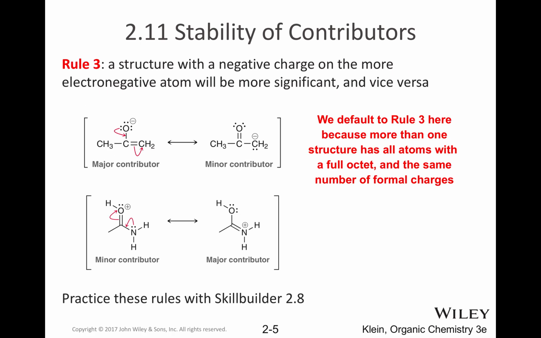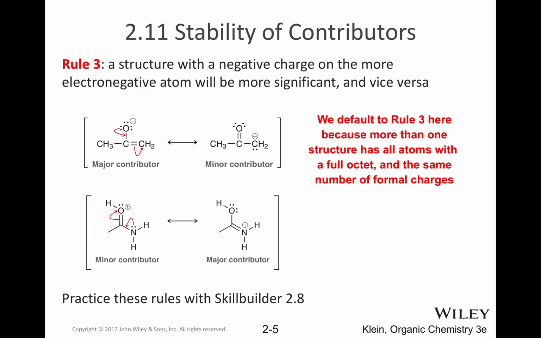Rule number 3. A structure with a negative charge on the more electronegative atom will be more significant, and a structure with a positive charge on the less electronegative atom will be more significant, assuming the atoms all have their octets. Again, this is our third rule, so it's not as important as rule number 1 or rule number 2. Sometimes your resonance structures have to have charge. When this is the case, it is better to have the negative charge on the more electronegative atom and a positive charge on the less electronegative atom.